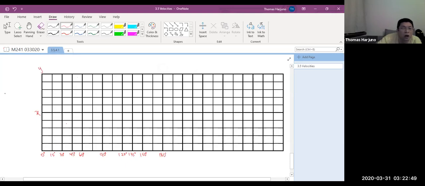Now, how about the y values? This will be positive 1. This is 0.4, 0.6, 0.8, 0.2. So from y equals 0, this is 1 unit, and going down likewise, every one grid is 0.2.